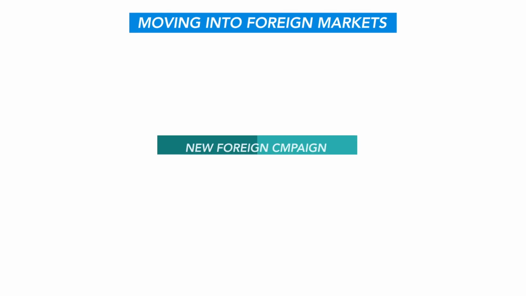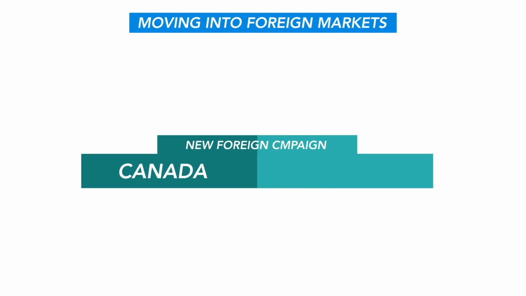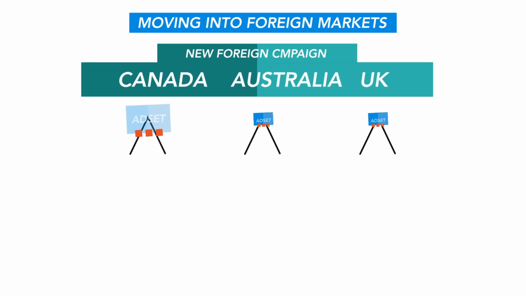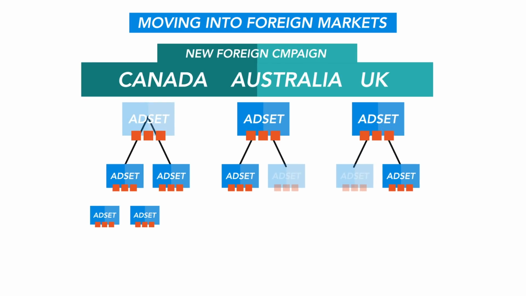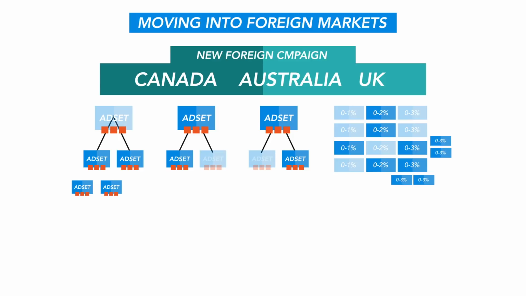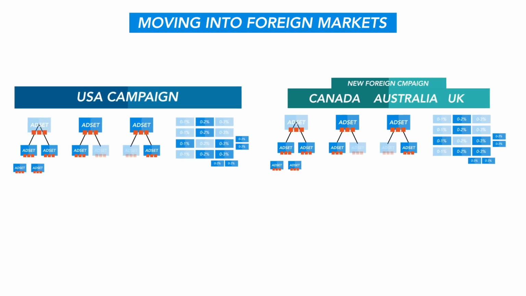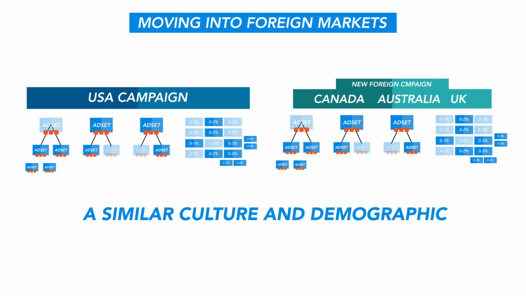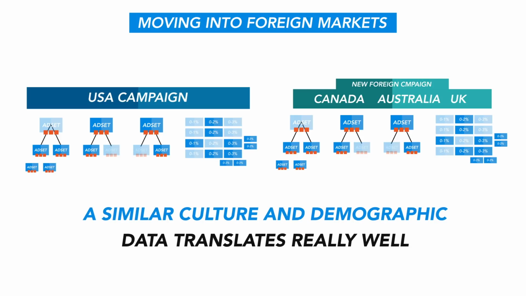The first one I like to test is a combination of Canada, Australia, and the United Kingdom combined as a single region. You can immediately start by testing the interest that worked well for you in the United States, along with the LAAs that you made from your USA seed audience. Since these countries have a similar culture and demographic, the data translates really, really well, and I've seen this happen throughout millions of dollars of spend on Facebook.